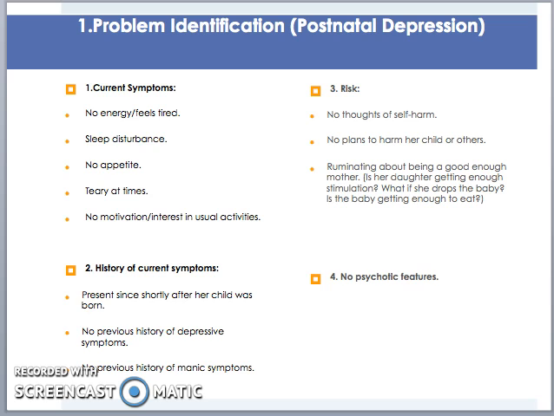Here's a typical problem identification for someone with postnatal depression. So to achieve certificate level, stems 1, 2 and 3 must be achieved. That's current symptoms, history of current symptoms and risk.